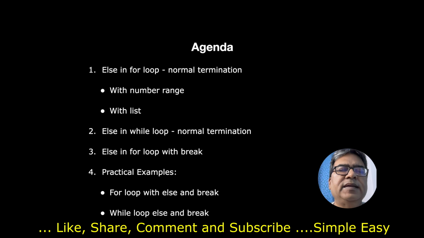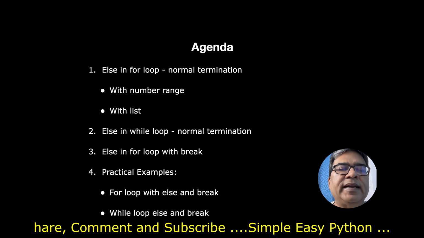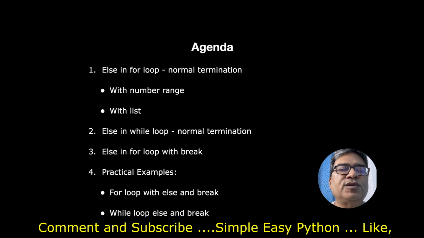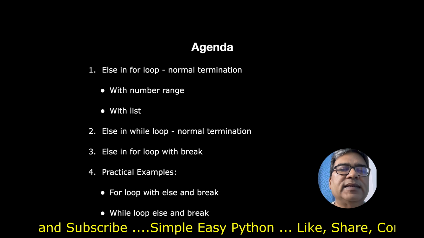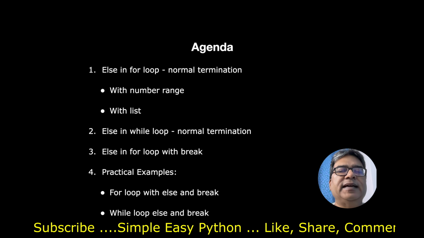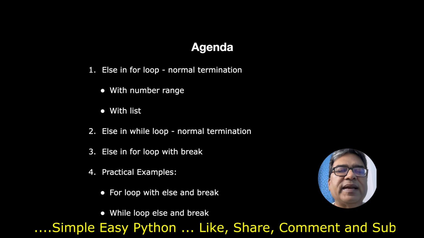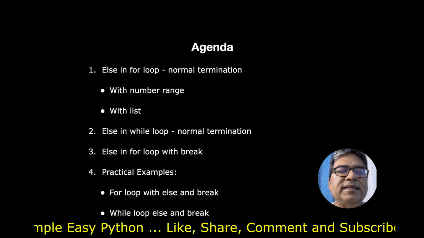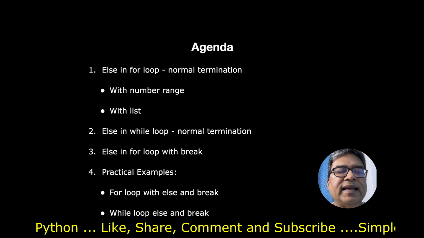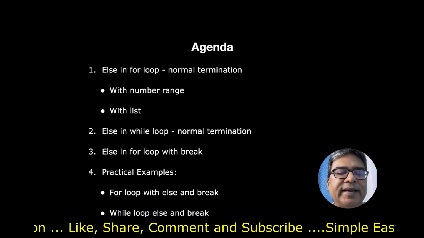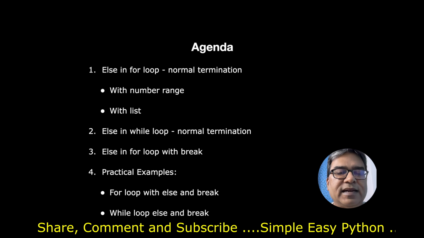Hey everyone, we all have been using else with conditionals like if and elif, but we can also use else with loops, with both for and while loops. In this video, here is the agenda. I am going to show you how we can use else with a for loop with a number range, then with a list. Then how we can use else in a while loop, then else in a for loop with break, and then at the end I'm going to show you two practical real world examples.